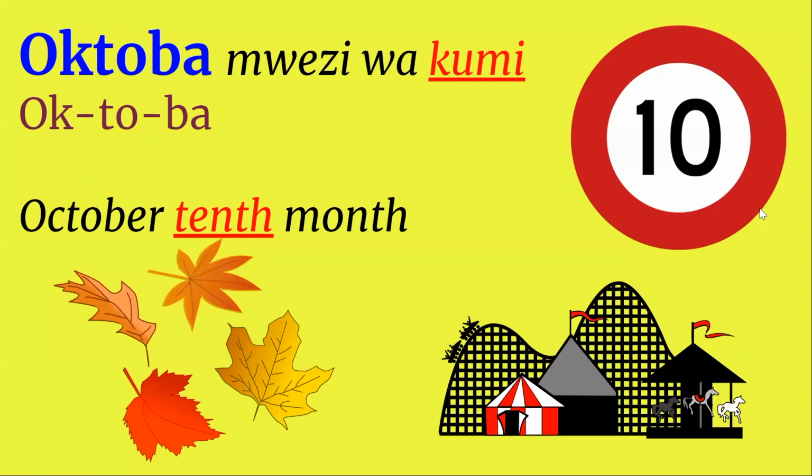Kumi. October. Oktoberfest. Halloween. Mwezi wa kumi. October with a K and not a C. Remember, in Swahili, we do not have C without being followed by H. So it's K-T-O. October.